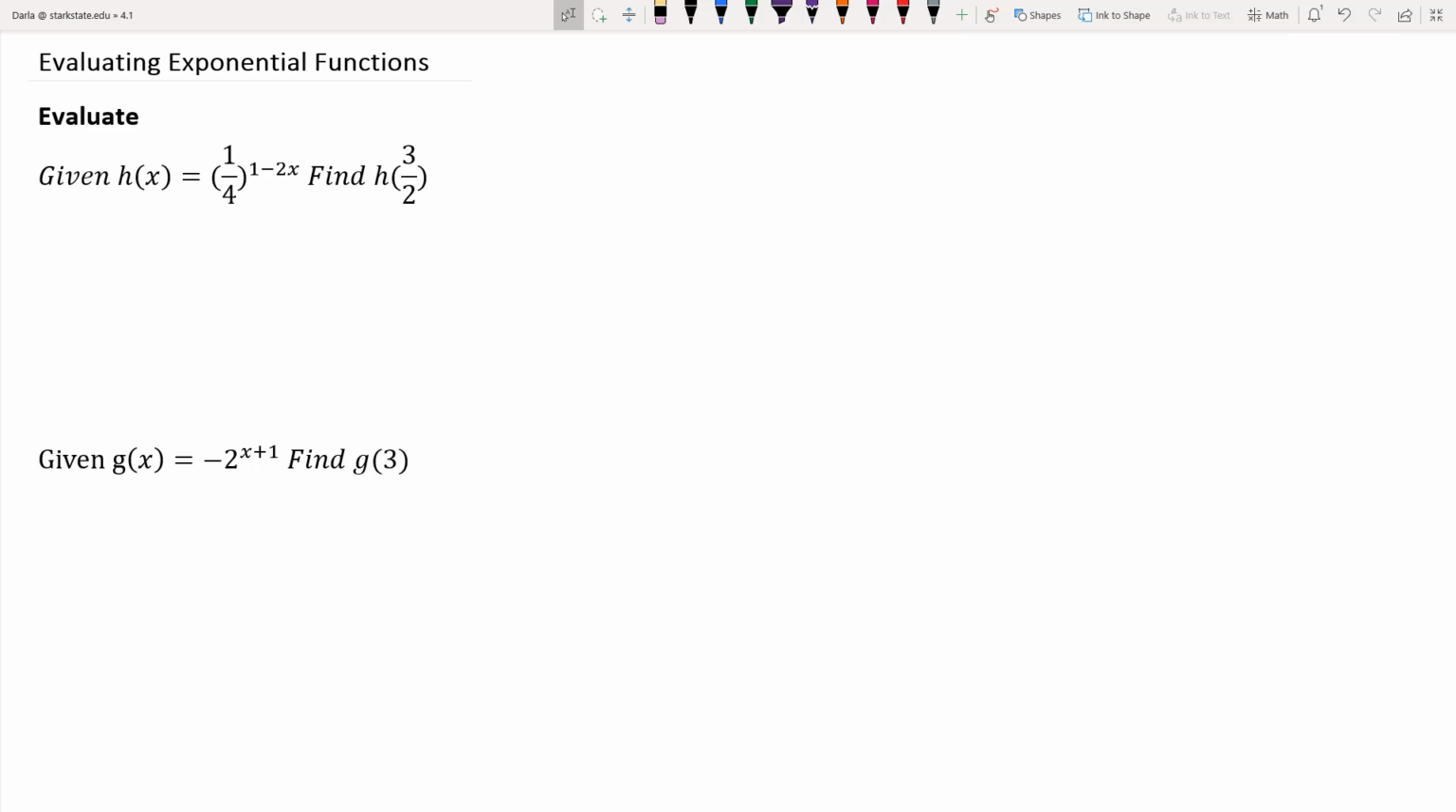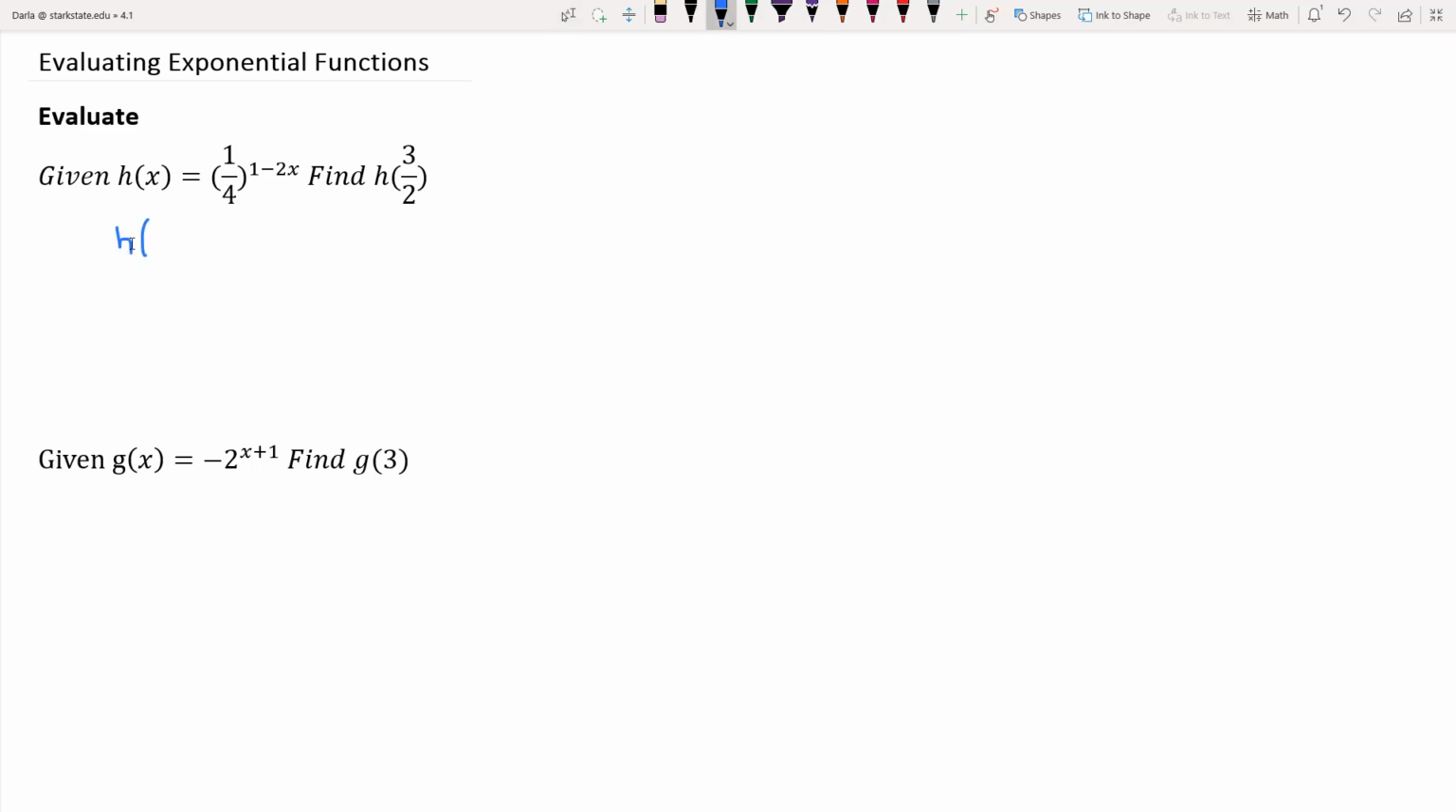The focus of this lesson is on evaluating exponential functions, and we can tell that we're working with exponential functions because we have a base raised to a variable power. And so in our first example we have h of x is 1/4 raised to the 1 minus 2x power. And so we want to find what is h of 3/2.